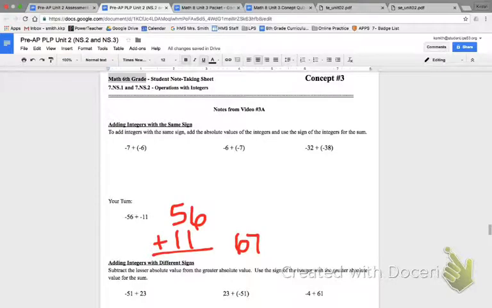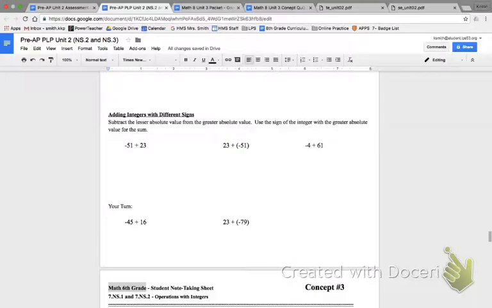Alright, absolute value of negative 56 is 56. The absolute value of negative 11 is 11, and when I add those together, I get 67. The only thing I'm missing is my negative sign. So the answer to that problem is negative 67. Alright, if you got that right, we'll keep going. If you missed it, you need to pause the video and either ask for help or go back over it and see what you did wrong.